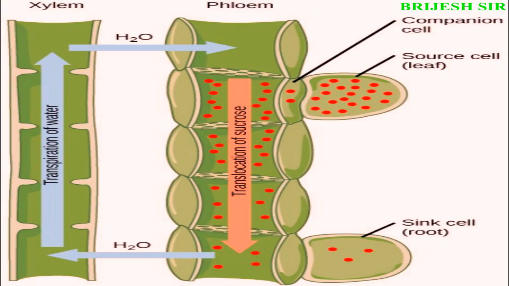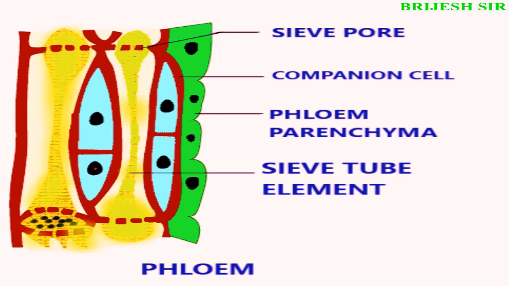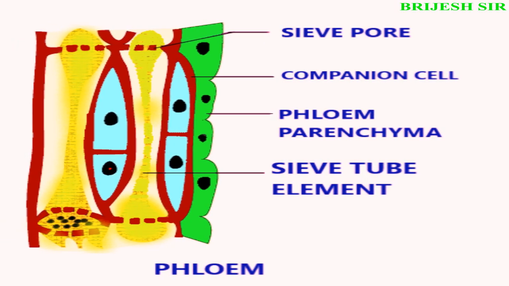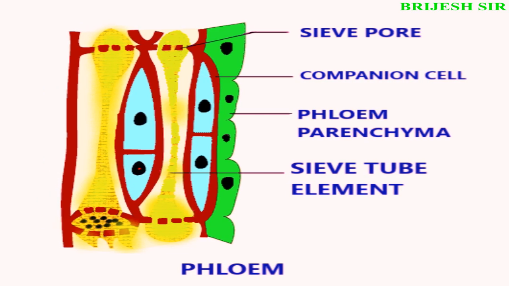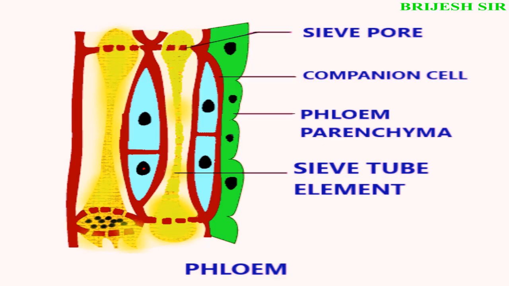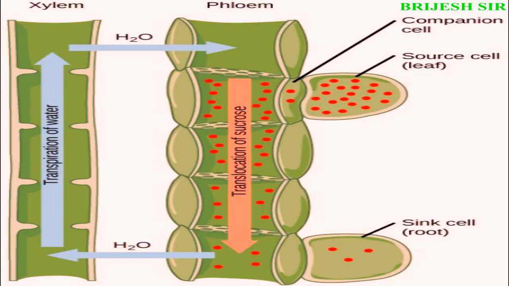Phloem, the food transporter. Phloem carries food, mainly sugar, from the leaves to other parts of the plant. Phloem is also a complex tissue with four types of cells: sieve tubes, the main food conducting cells, companion cells that help sieve tube functions, phloem parenchyma and phloem fibers. Unlike xylem, most phloem cells are living except phloem fibers, which are dead and provide support.